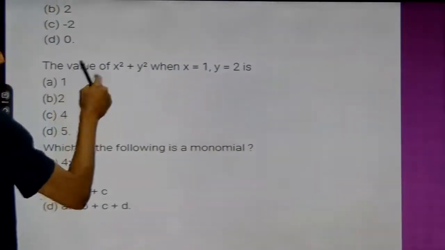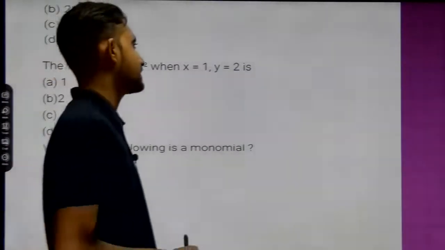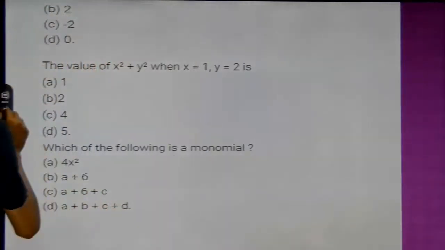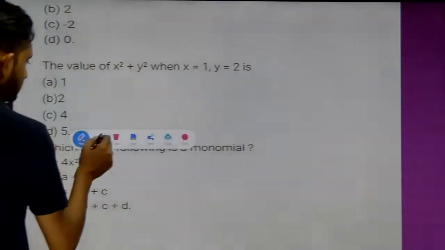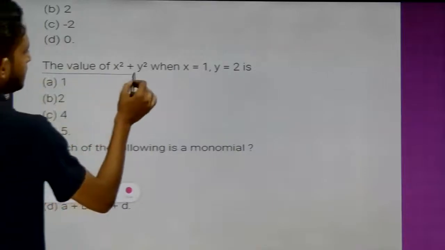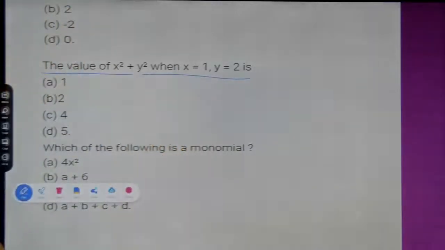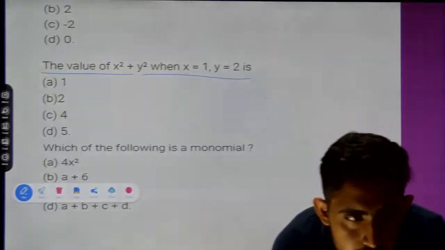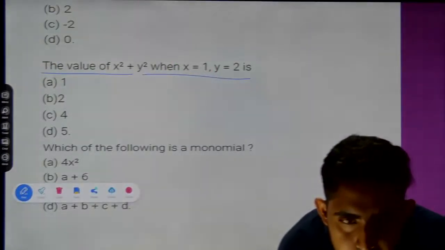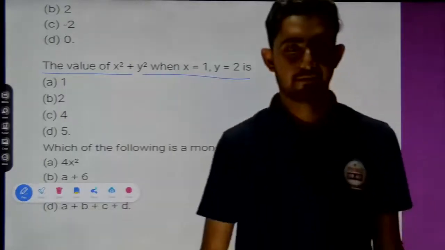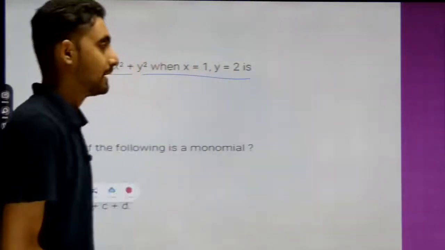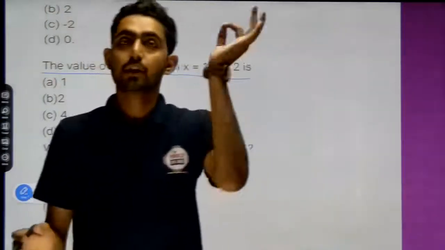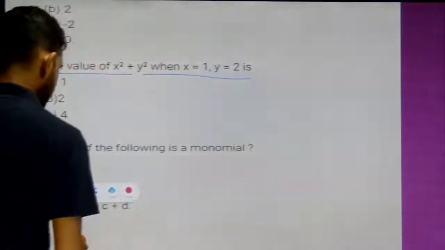Yes, all of you see here, question number 2. The value of x square plus y square when x is equal to 1 and y is equal to 2 is equal to what? Now tell me students, what is the answer of this question? Yes, fast, very simple question. Five, one answer is coming, 5. Let's see. Actually, in this question I will not give you a lot of time, only 10 seconds for each and every question.